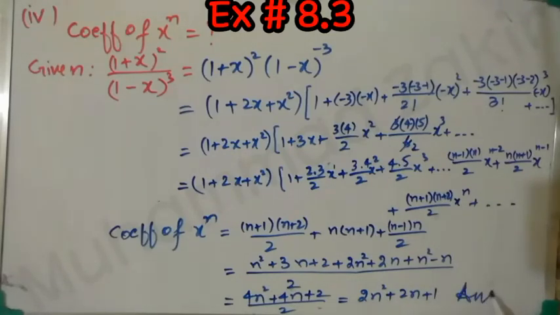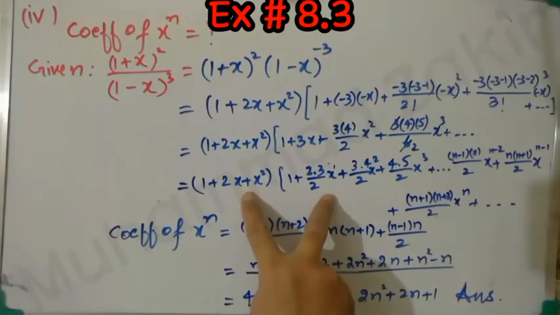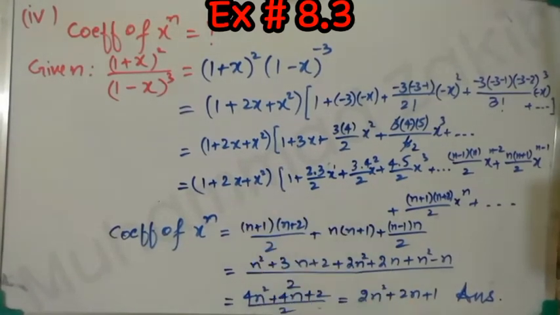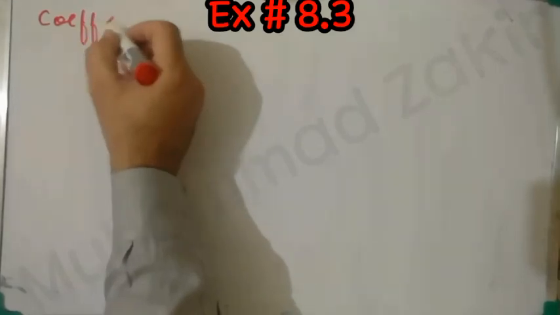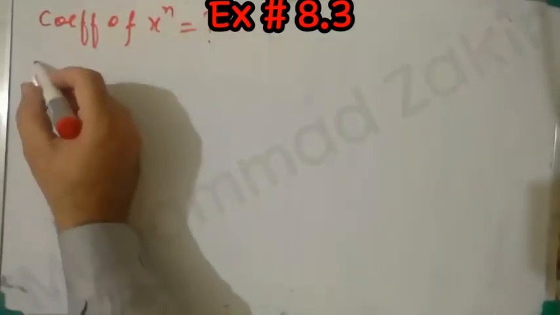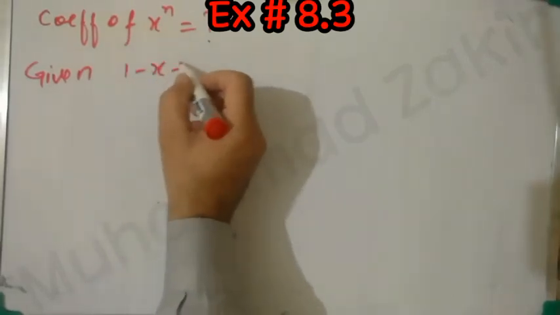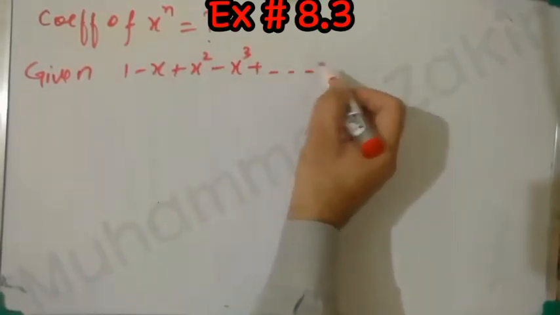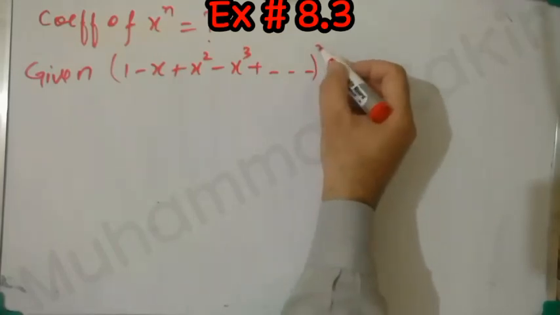This is the coefficient of x power n of the series obtained by multiplying these two together: 2n square plus 2n plus 1. This is a very important question, of a further advanced level, because it has a different technique than the other questions. The coefficient of x^n is required, and what is given? (1 minus x plus x square minus x cube and so on) raised to power 2.